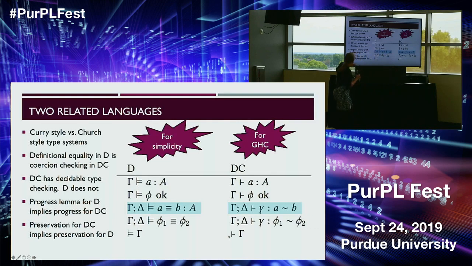And the nice thing about having these two languages that are connected to each other is that we can do our meta theory in the version of the language that makes the most sense. It's a lot easier to prove progress in this implicit language, but it's a lot easier to prove preservation in the explicit language. But then we have these annotation and erasure lemmas that connect the two together and transfer the proof from one language to the other.